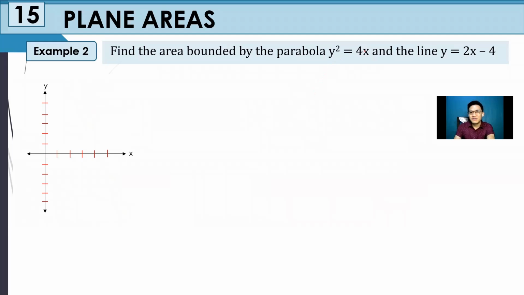Isulat natin siya na equation 1 and equation 2. So sulat lang natin, y squared is equivalent to 4x. That is our equation number 1. And this one, y is equivalent to 2x minus 4. This would be our equation number 2.